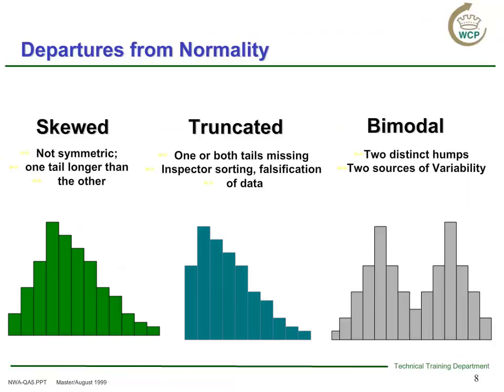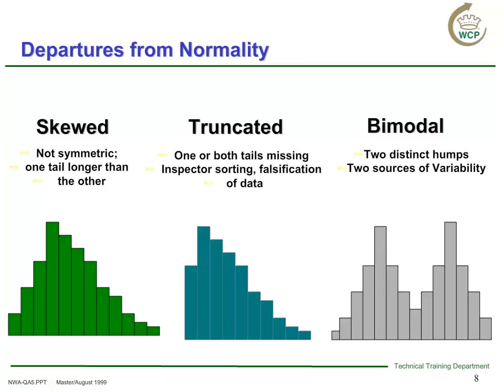We will highlight a few different departures from normality in this slide. The first on the left is called a skewed distribution. This type of distribution has one tail longer than the other. In this case, the tail on the right.